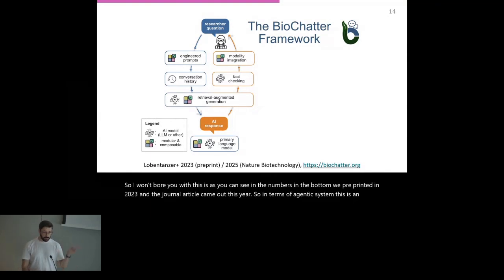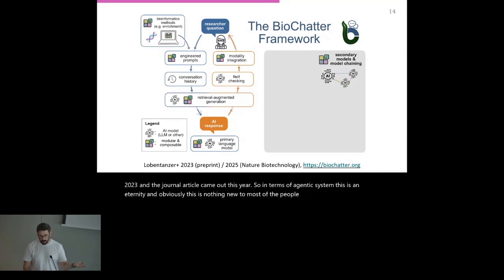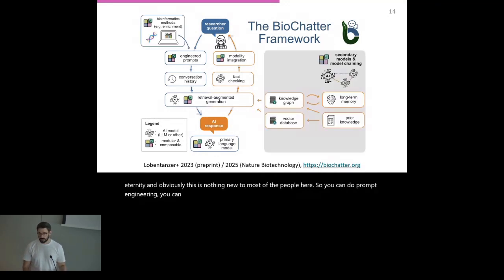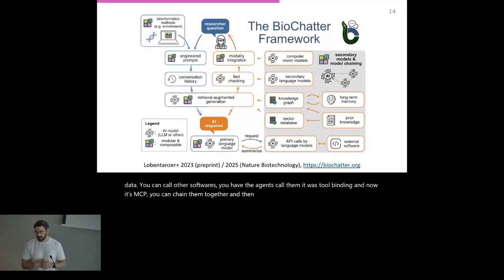And obviously, this is nothing new to most of the people here. So you can do prompt engineering. You can do retrieval augmented generation with structured or with unstructured data. You can call other software. You have the agents call them. It was tool binding, and now it's MCP. You can chain them together and then make them reason with one another. You can try to look at other modalities like images. And so far, so good.